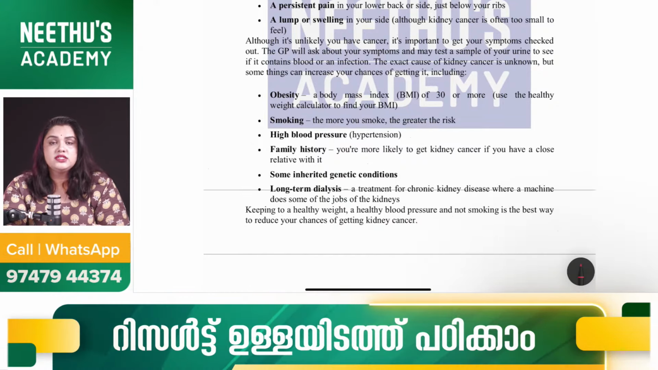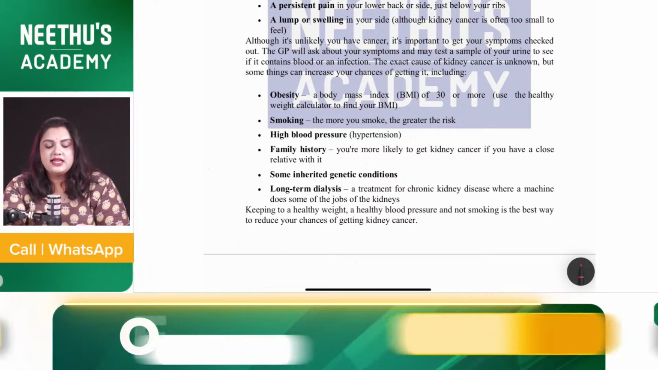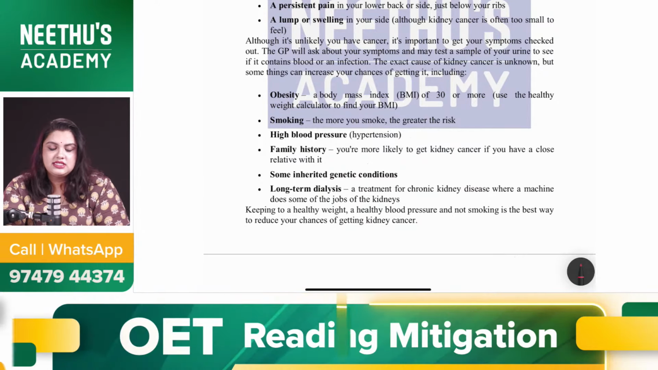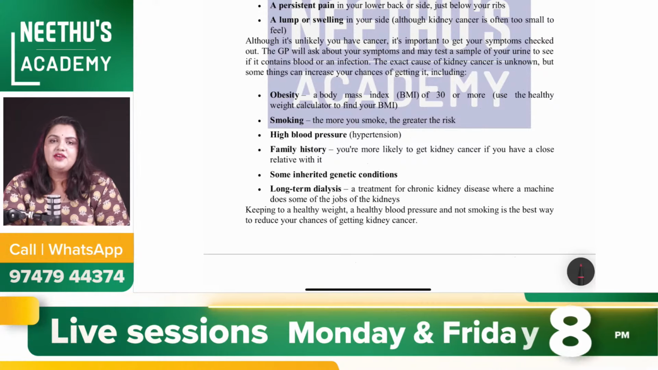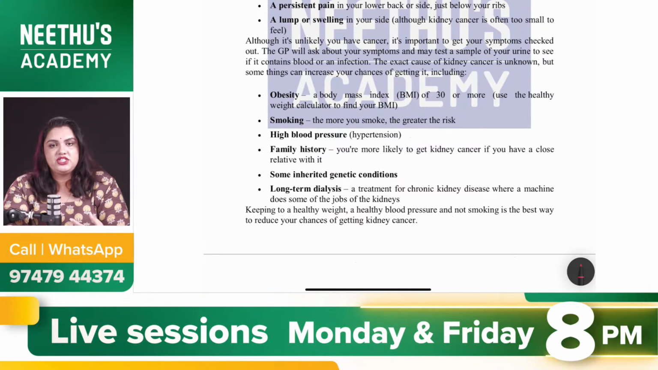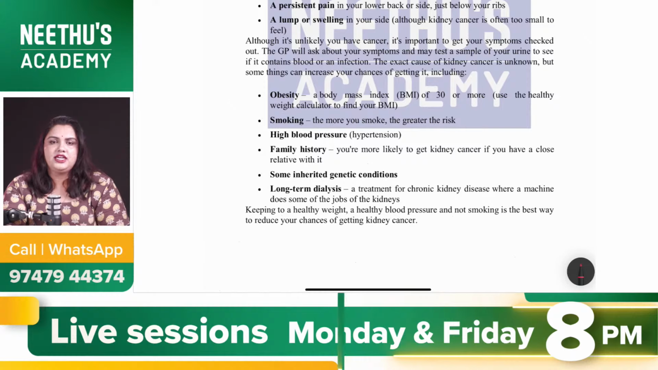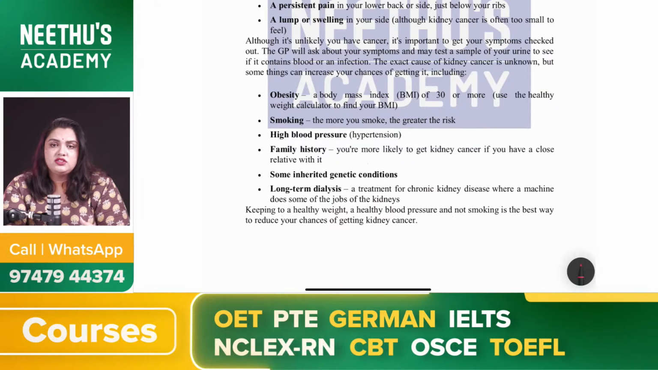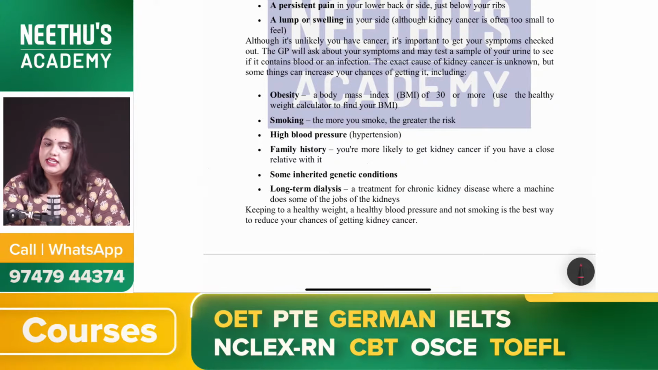Then there is long-term dialysis. Long-term dialysis is the treatment for chronic kidney disease, where a machine does some of the jobs of the kidney. The filtration and such, the kidney's job, a machine does it for the kidney. In such cases, if the patient is going through long-term dialysis, there is a chance of getting a kidney cancer.